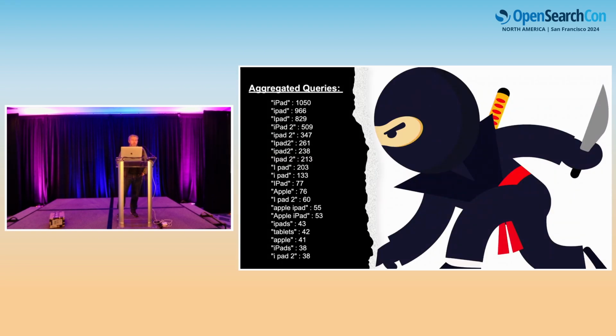So we know that queries and just text in general is messy. So this is an example of the top queries that are basically leading to actual iPad products. You see multiple variations, uppercase, lowercase, spaces, numbers. It's kind of all over the place. These are case differences, for example. These are case differences and white space differences. Case differences, white space differences, and stemming differences.